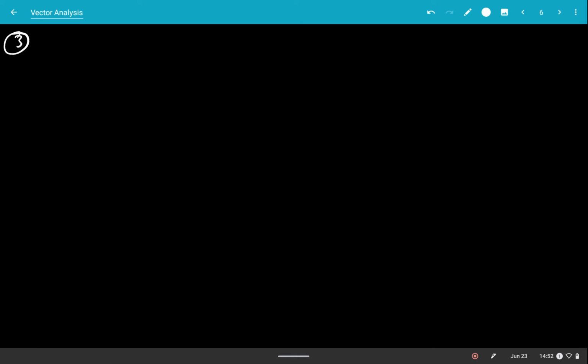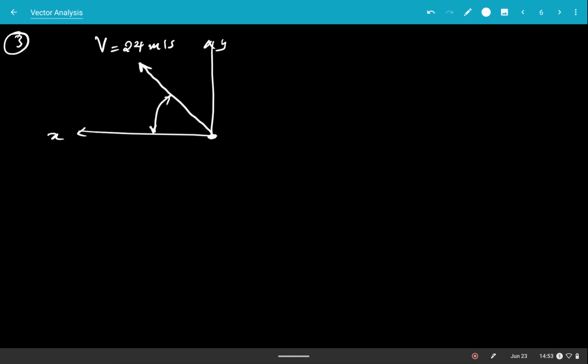Example number 3. Suppose you have it this way. We know this is the x and this is the y. So let's say your vector is moving in that direction. Say that maybe this vector is some velocity of magnitude 24 meters per second. Let's say the direction is 56 degrees and you want to resolve this into its components.